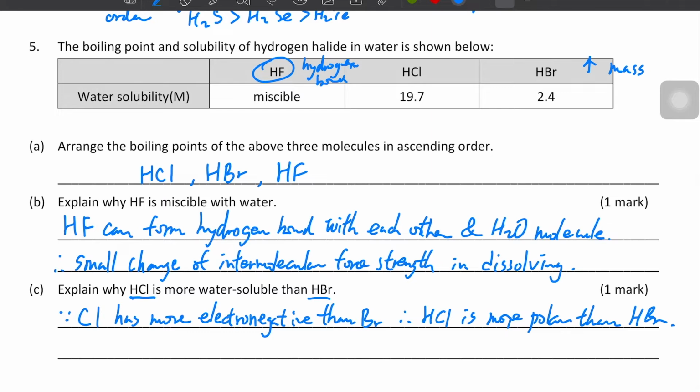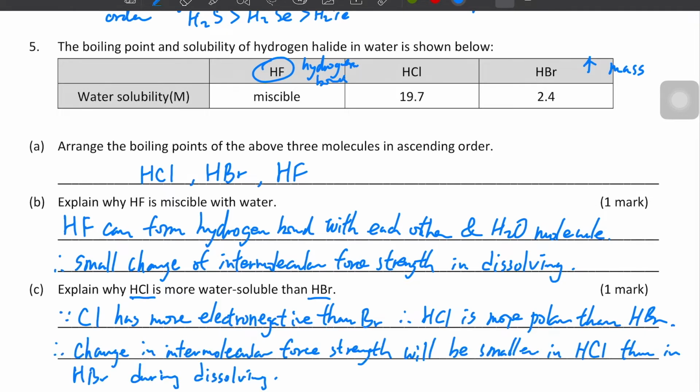To go further, we can copy the sentence from part B. During the dissolving process, the change in strength of intermolecular force will be smaller for HCl because it is more polar. As I said, if there is a smaller change in the strength of intermolecular force, the molecule prefers dissolving more.